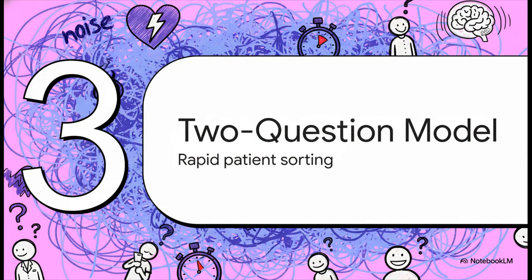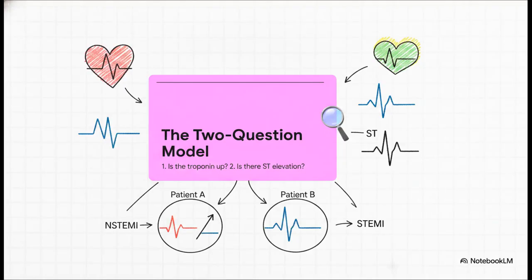All right, Section 3, the two-question mental model. To cut through the noise of a chaotic emergency room, I'm going to teach you the most crucial conceptual tool of this explainer. It's a really simple, stress-reducing mental model for rapid patient sorting. Whenever you're faced with a potential ACS case, just ask two binary questions. 1, is the troponin up? 2, is there ST elevation? That's literally it. If it's no to both, you're likely looking at unstable angina. If the troponin is elevated but there's no ST elevation, you've got an NSTEMI. If there is ST elevation, you have a STEMI.